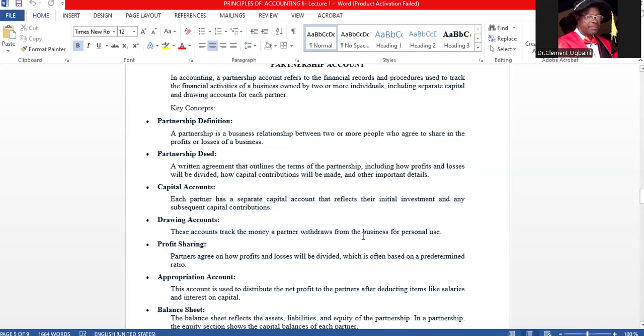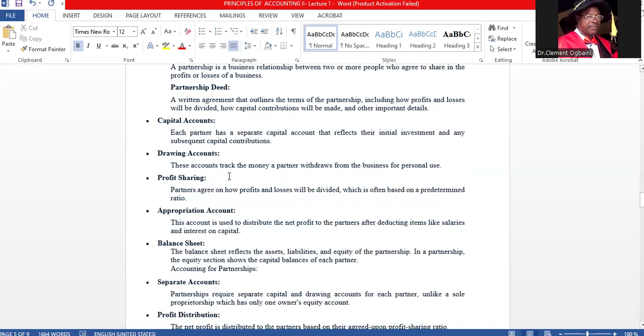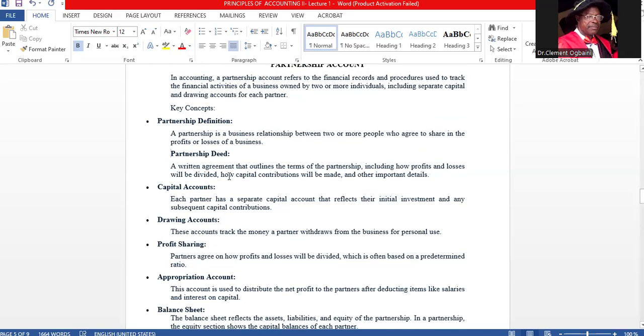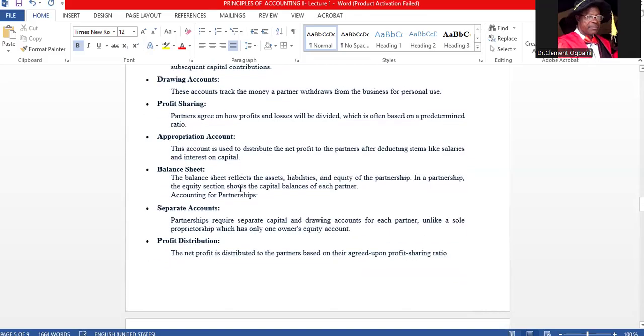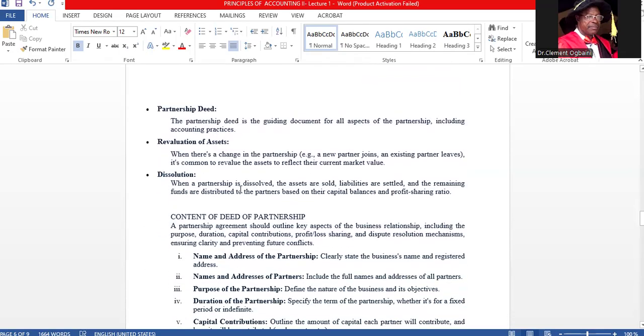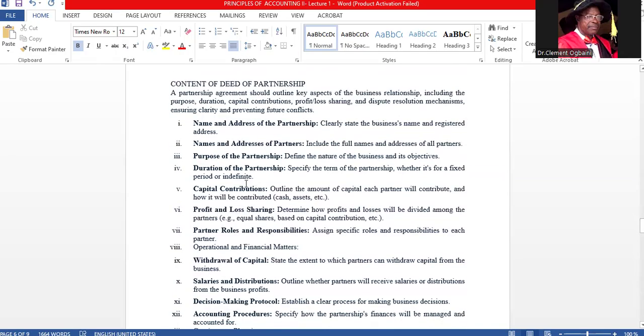Before a partnership can stand, there must be a partnership agreement. And that partnership agreement is also referred to as the deed of partnership. So in the deed of partnership, there are certain things that must be there.